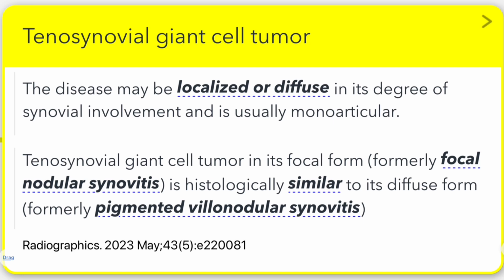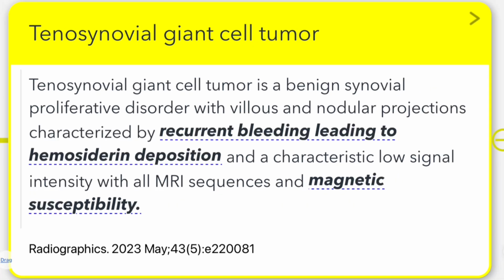Localized form, previously known as focal nodular synovitis, is generally small and ovoid. Diffuse form, previously called pigmented villonodular synovitis, involves a more extensive area of the synovium but shares similar histological features with the localized form.